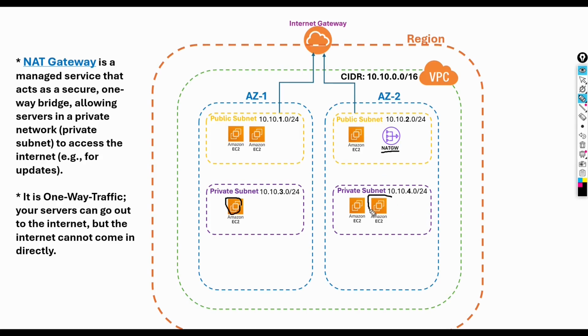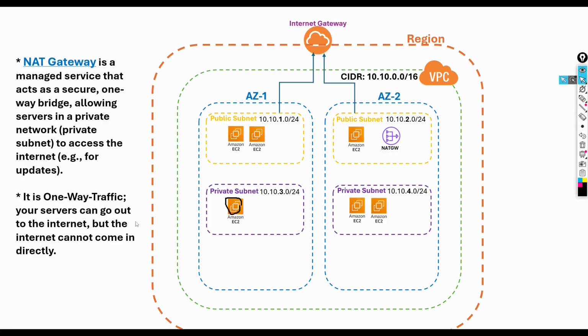One of the resources inside this private subnet wants to access the internet, then it will connect to the NAT gateway, and from the NAT gateway it will go to the internet gateway for the internet access. Okay, so this is one direction. For example, we have the Windows server here, and the Windows server needs to download the Windows patches. Then we need to provide the NAT gateway to connect to the internet gateway and download the patches from the internet. It is a one-way traffic.